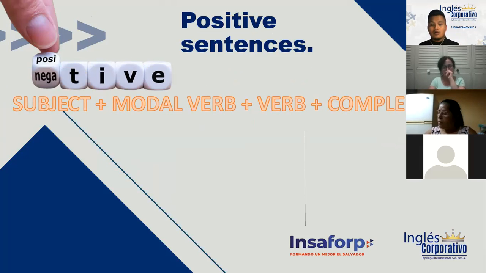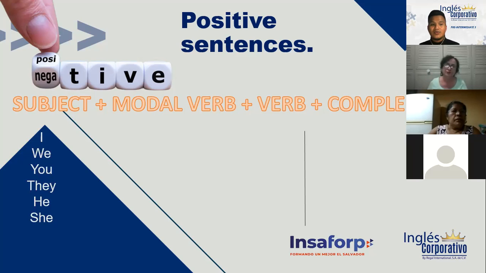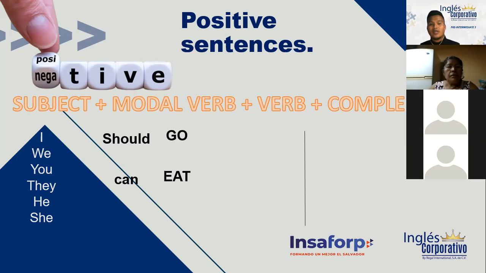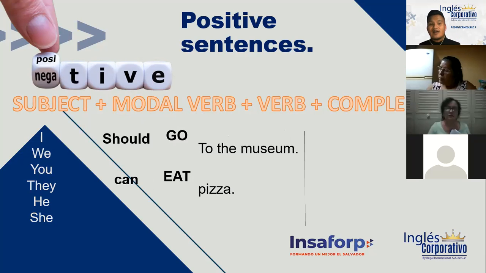So first of all, you have the subject that will be personal pronouns, right? I, you, we, they, he, she, it, right? That's the subject. What's the second one? The modal verb. So we can use should, can, would, and so on. Then we have to add a verb. We have examples over there, go and eat. And after that, we have to add a complement. And there we have completed this structure. You see, subject, modal verb, verb, and complement.